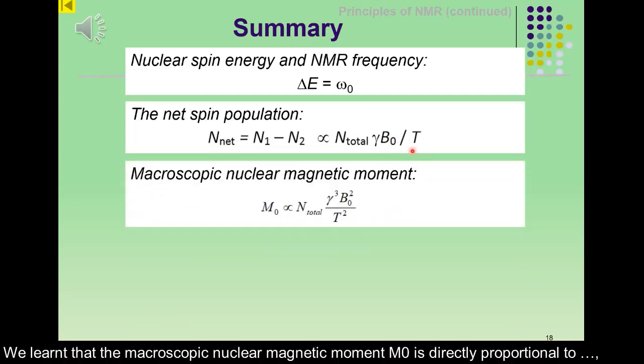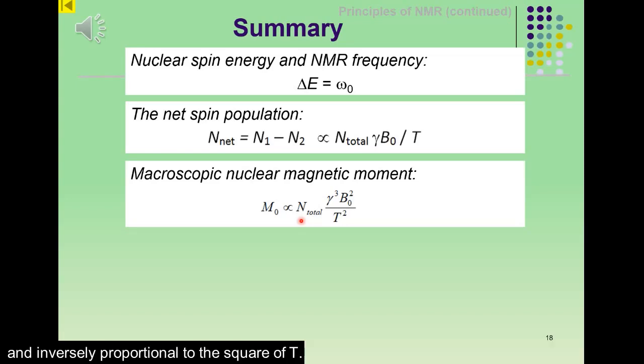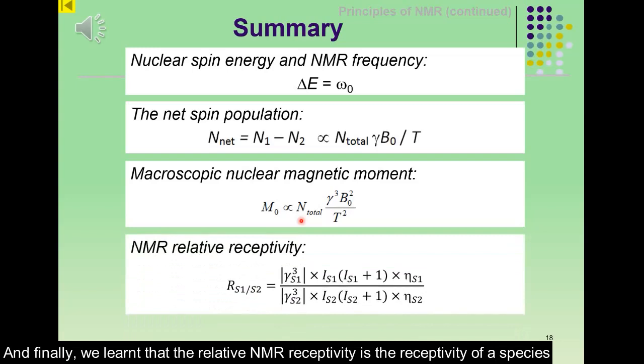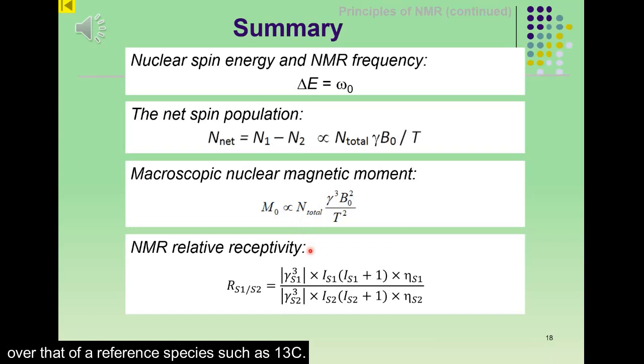We learned that the macroscopic nuclear magnetic moment M naught is directly proportional to N total, to cubed gamma, to the square of B naught, and inversely proportional to T squared. And finally, we learned that the relative NMR receptivity is the receptivity of the species over that of a reference species such as 13C.